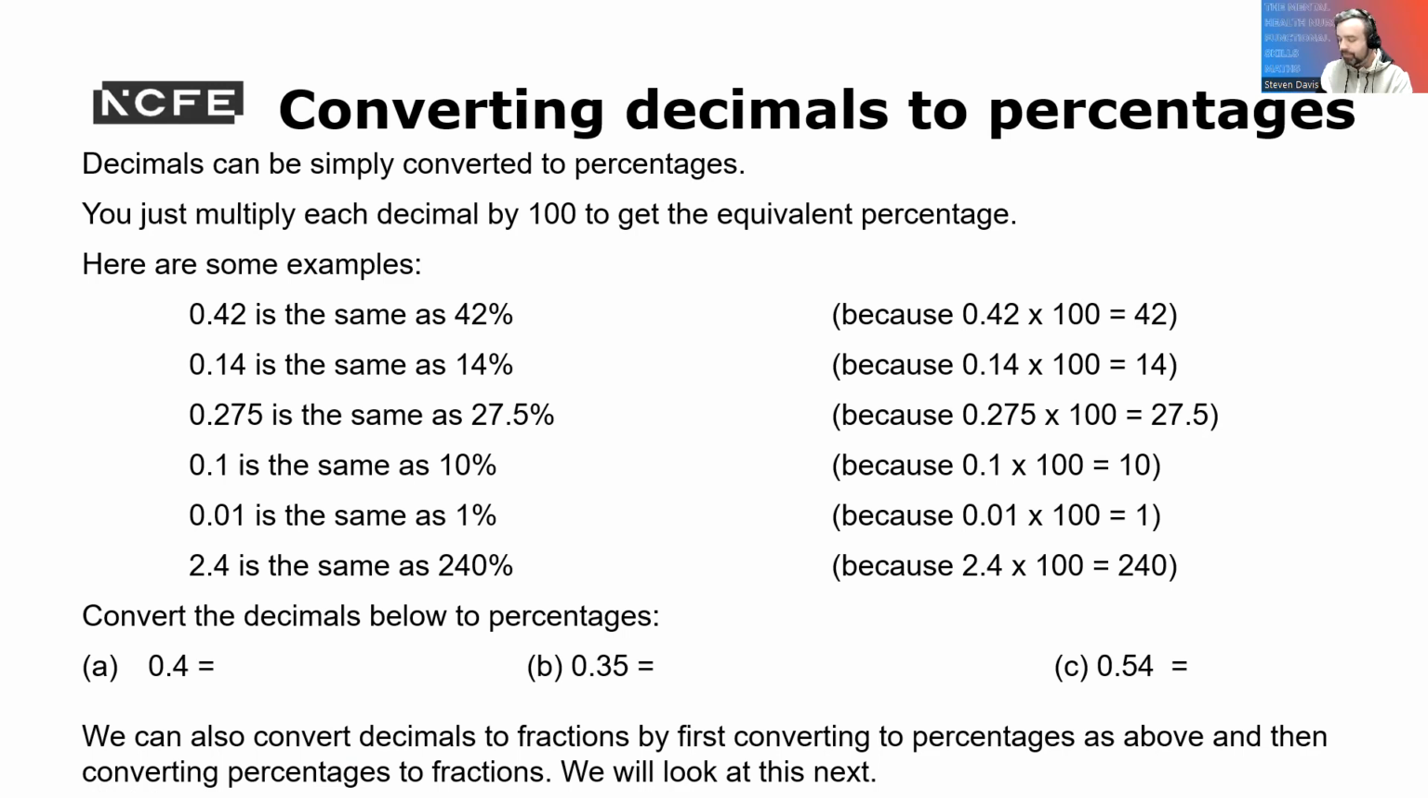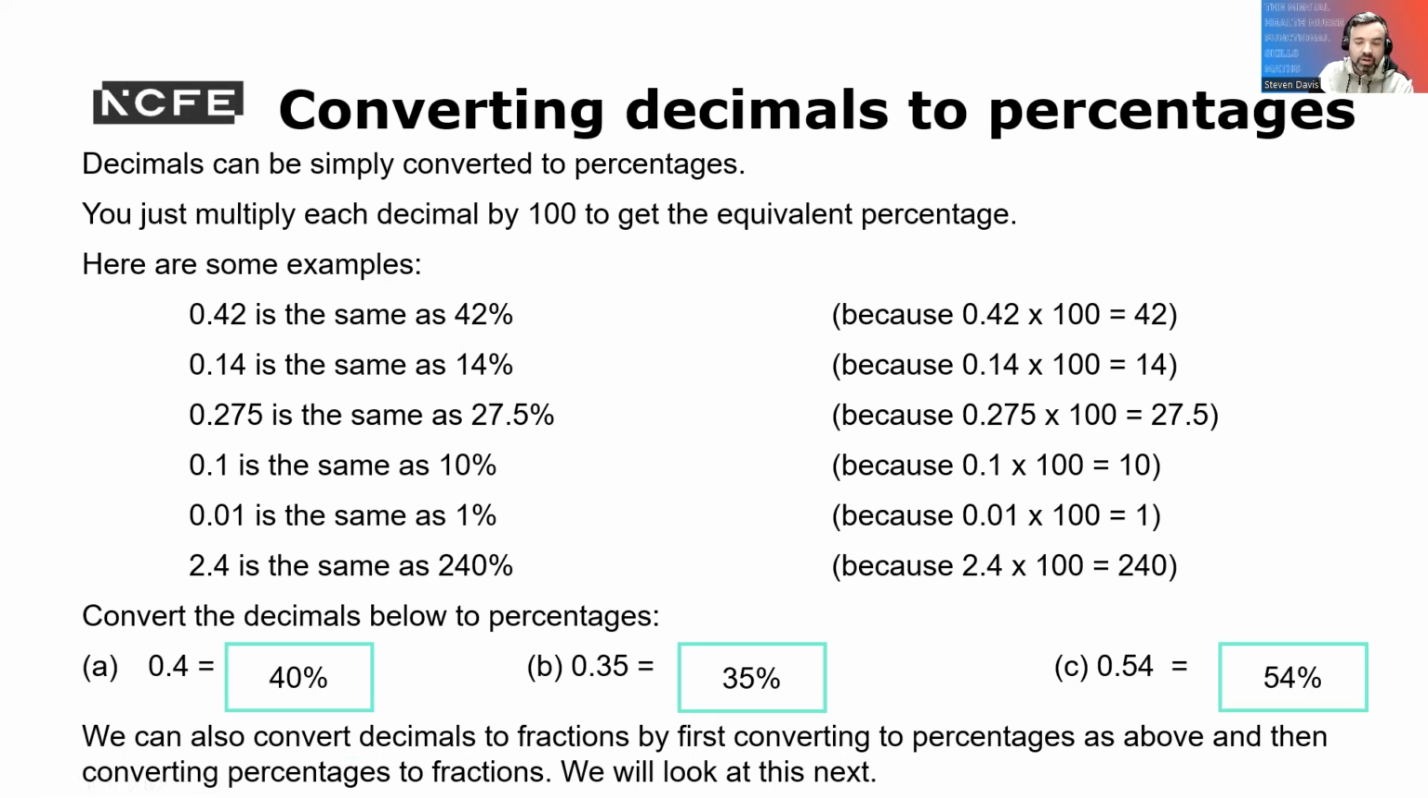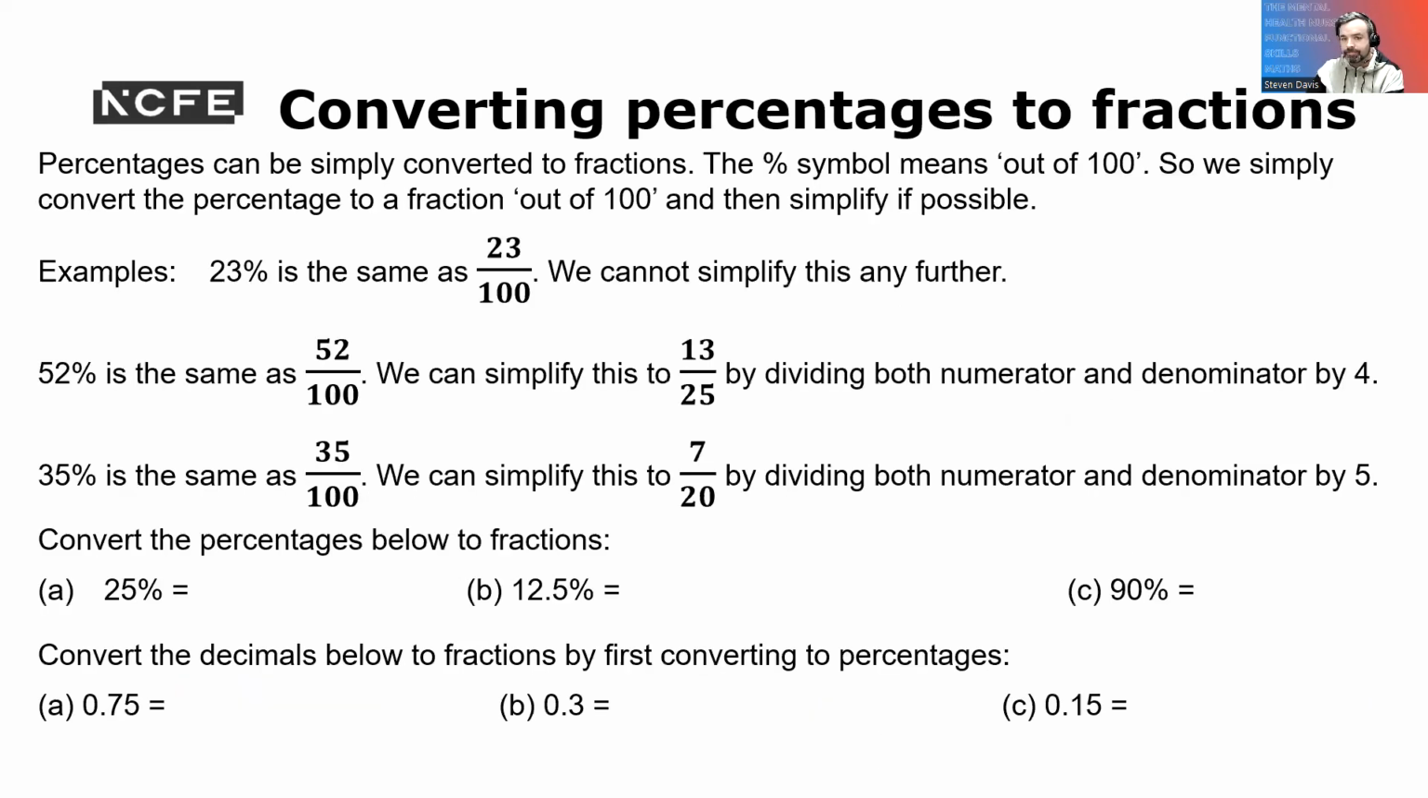So 0.4 would be, so drop in the 0, 40. So 0.35, so just drop the 0, would be 35. And 0.54, just drop the 0 there, would be 54. We can also convert decimals into fractions by first converting the percentage as the above, and then converting the percentage to fractions. We'll look at that next.